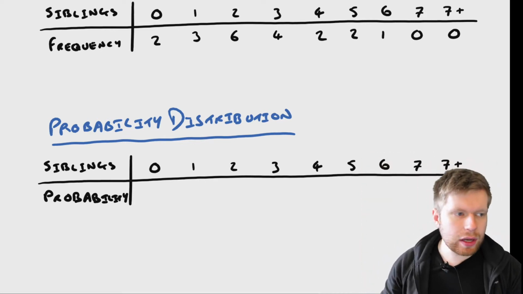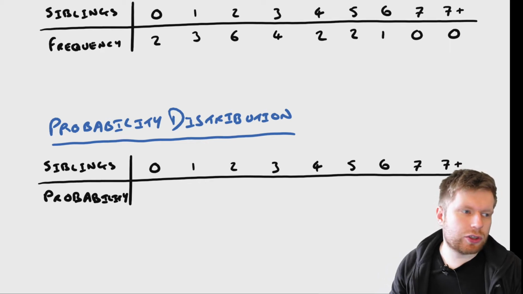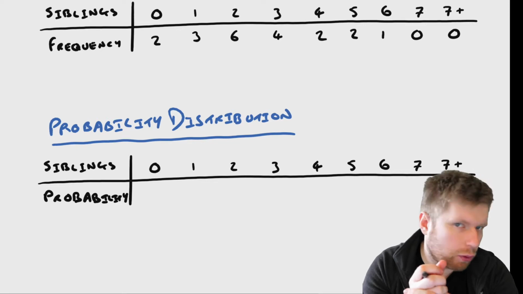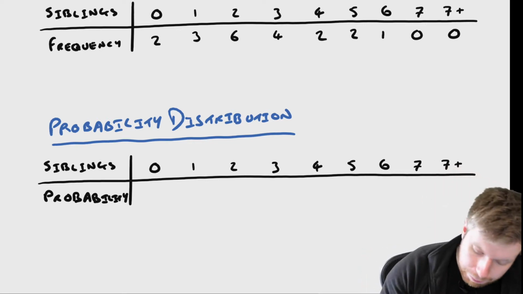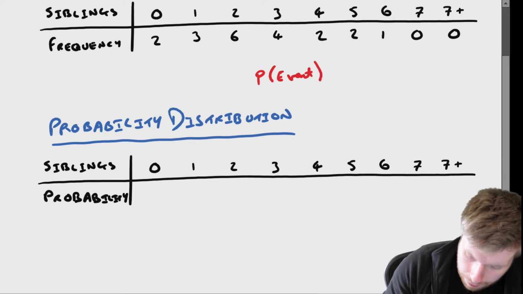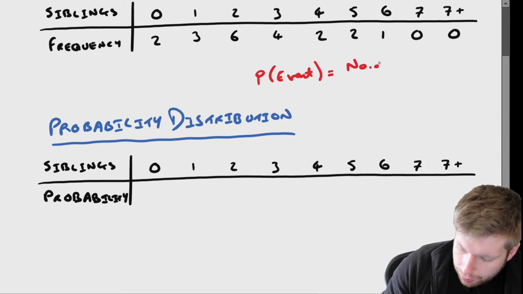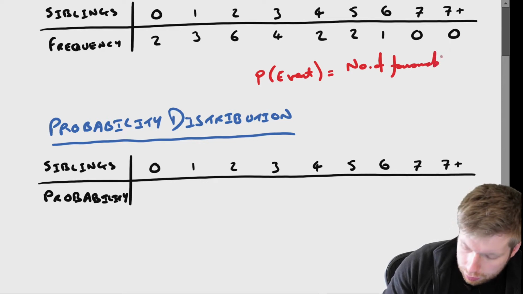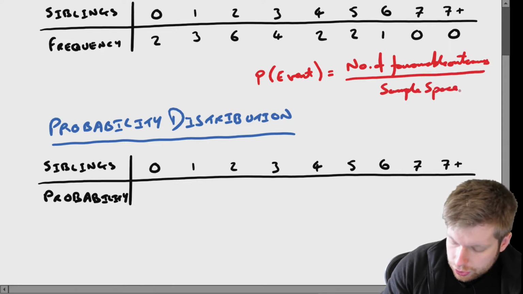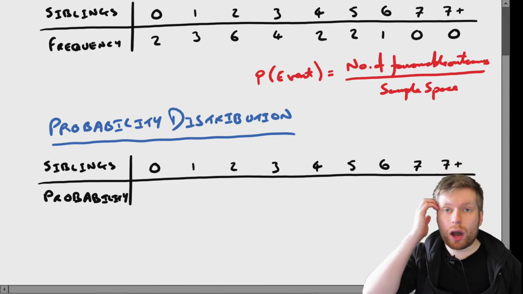So how are we going to convert this frequency distribution to a probability distribution? Well, just remember, how do we work out probability? The probability of an event happening is the number of favourable outcomes, so the number of outcomes that you're interested in, divided by the sample space. That's how many things can happen in total. In this case, our sample space is the number of people that we ask.